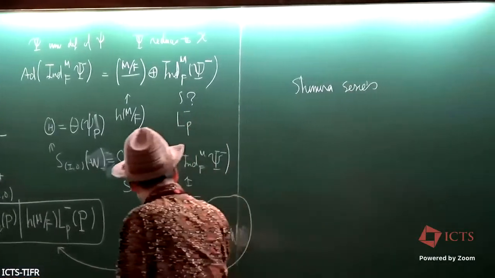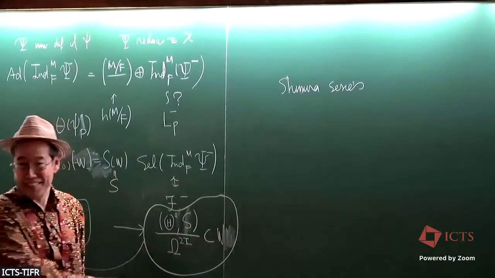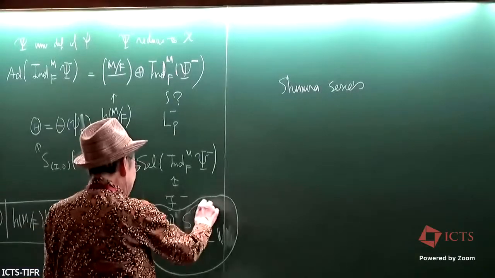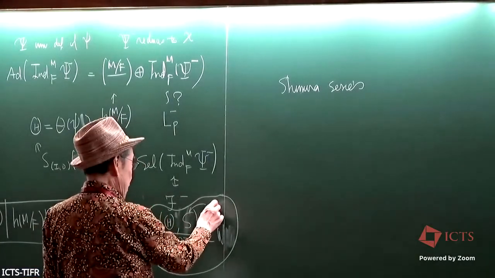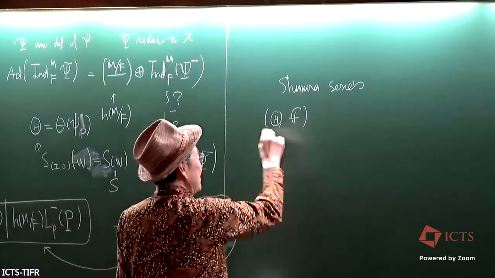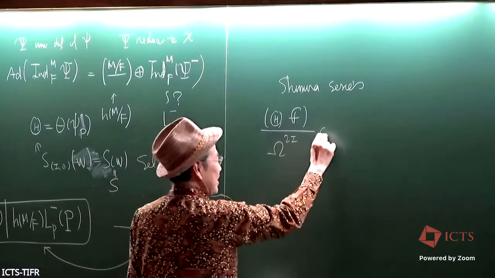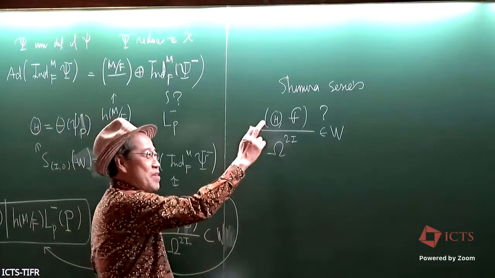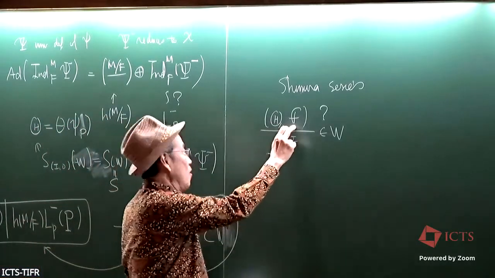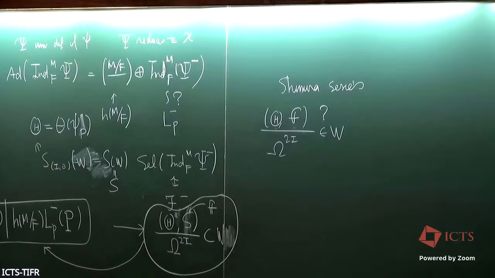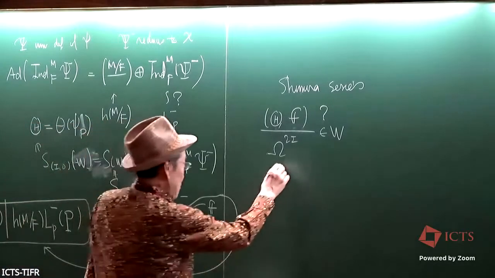You want to show something is integral, periodically integral. The only thing you can imagine is that you somehow pick anything here, some modular form F, so that theta F divided by omega 2I is in W. That's the question. The only thing you assume is that this is a CM theta series, a cusp form in the same space with coefficients in W.